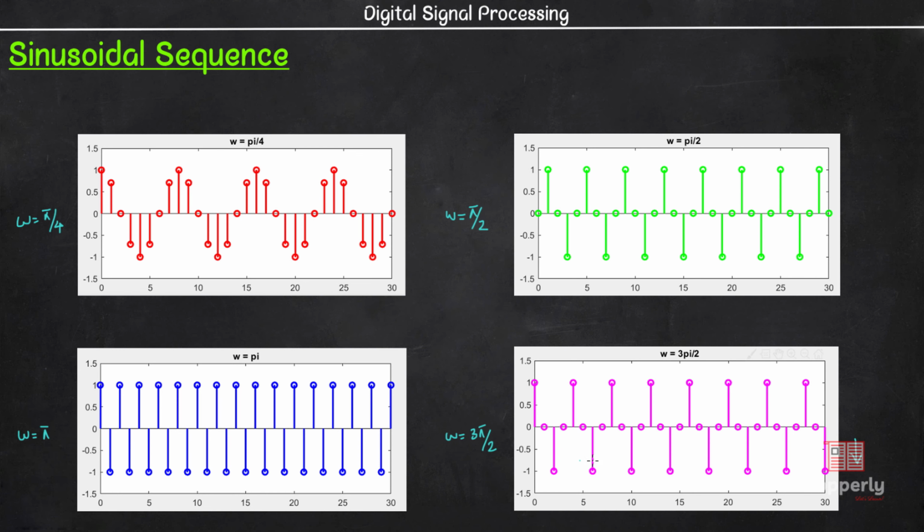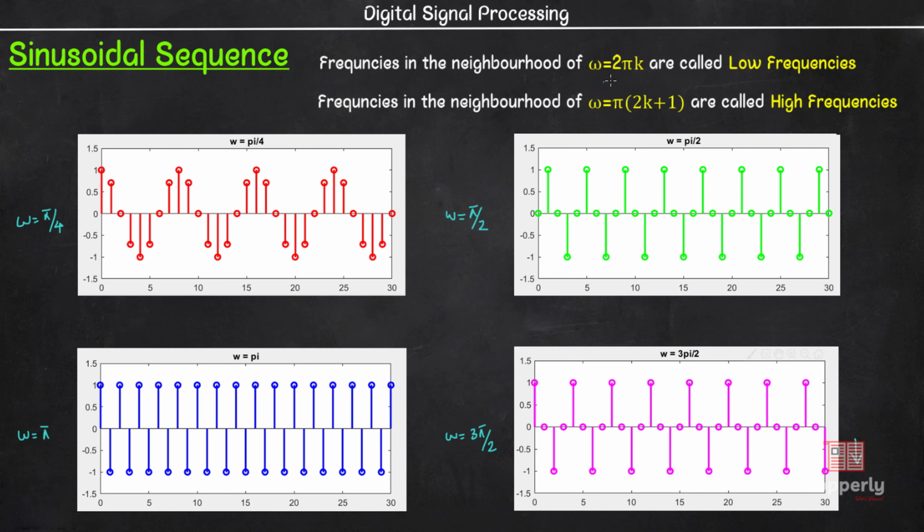This is another interesting property which we will learn later. For now, note that in the case of discrete time sinusoidal signals, the maximum frequency of oscillations occurs when omega is equal to pi. Also, the frequency of oscillations increases from 0 to pi and decreases from pi to 2 pi. For this reason, the frequencies in the neighborhood of omega equal to 0 and omega equal to 2 pi are called low frequencies, and the frequencies in the range of omega equal to pi are called high frequencies. This might come as a 1 or 2 mark question for your university exams. So just remember this, okay?